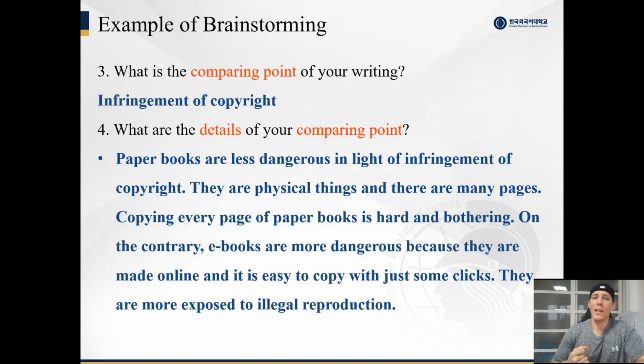What is the comparing point of your writing? An example, infringement of copyright. So a little bit more detailed answer. What are the details of your comparing point? Paper books are less dangerous in light of infringement of copyright. They are physical things, something we hold. There's many pages. Copying every page of paper books is hard and bothersome. On the contrary, ebooks are more dangerous because they are made online and you can just download them. Don't do that. You can copy them with just a click. Torrent. Wow. So you can copy and expose them to illegal reproduction. So people can just take them from online whenever they want. So that's why it's a bad point.